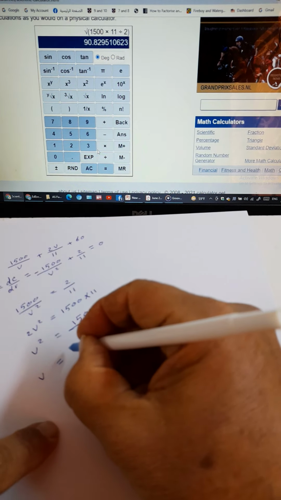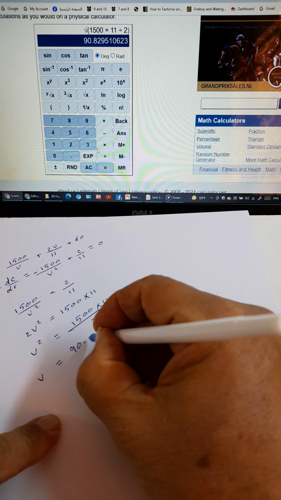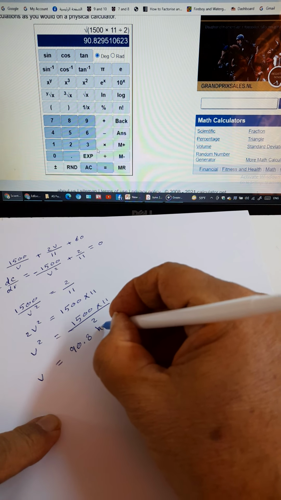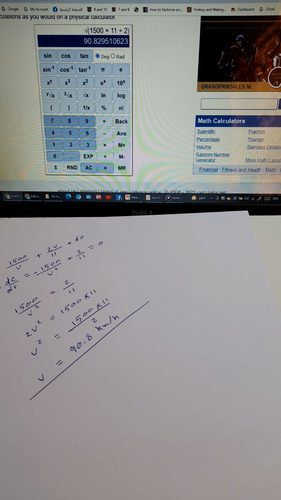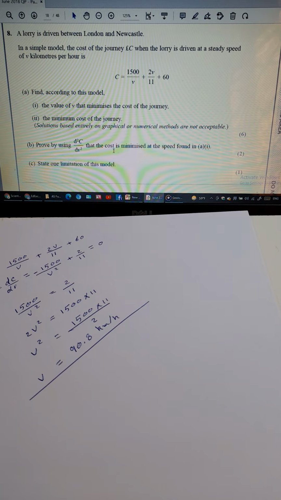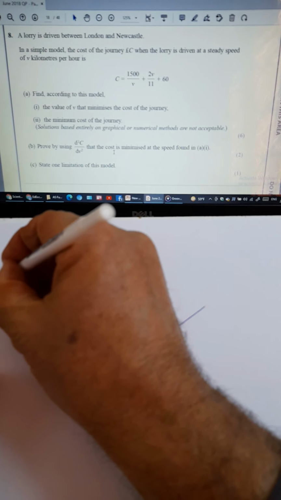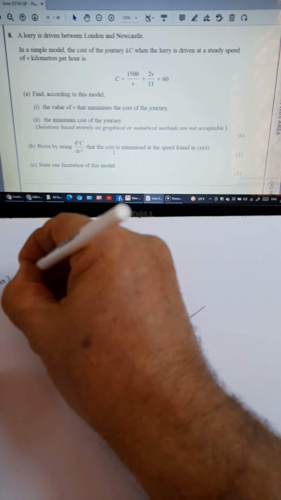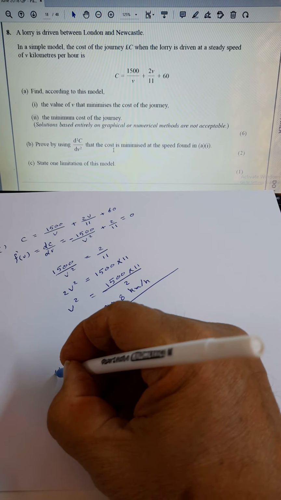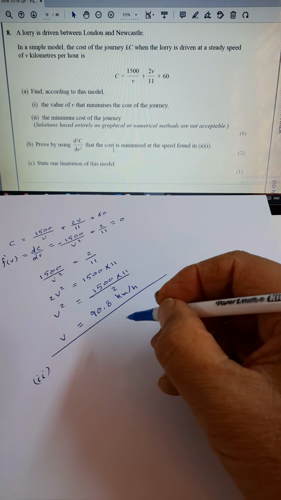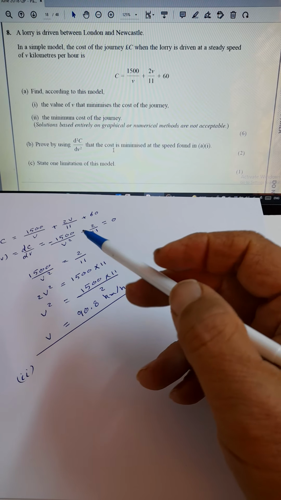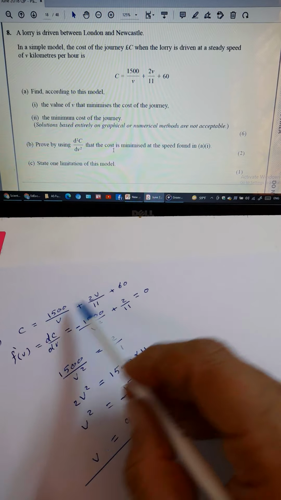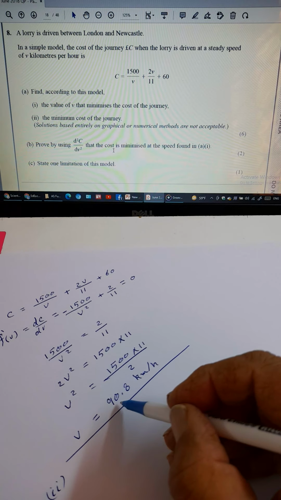V is 90.8 rounded to 3 significant figures, 90.8 kilometers per hour. This is part A, i. Now part A, ii, the minimized cost of the journey. We use this formula and substitute for V this speed.